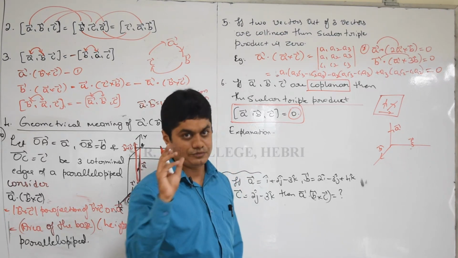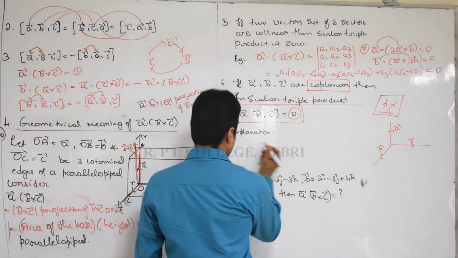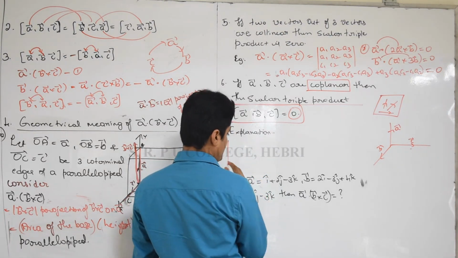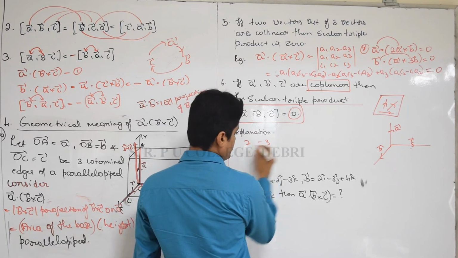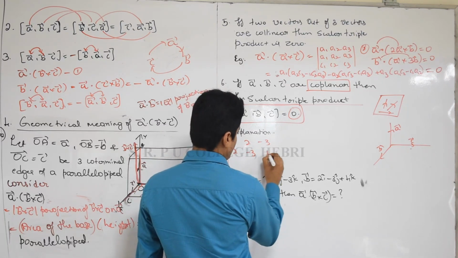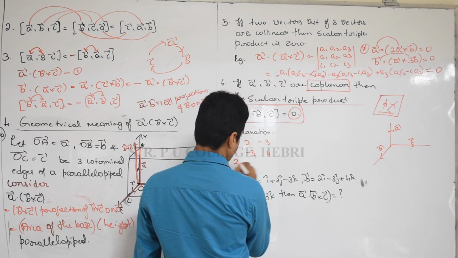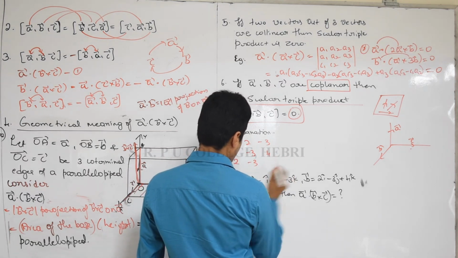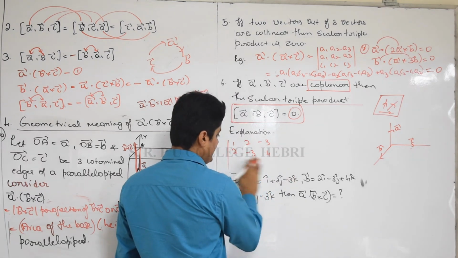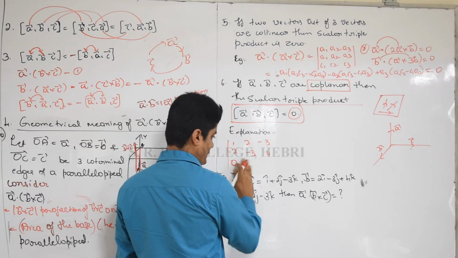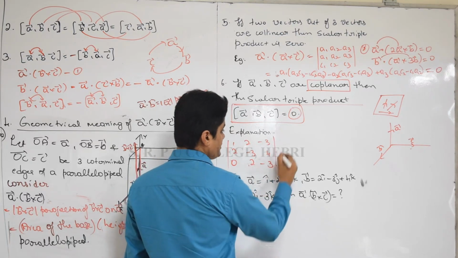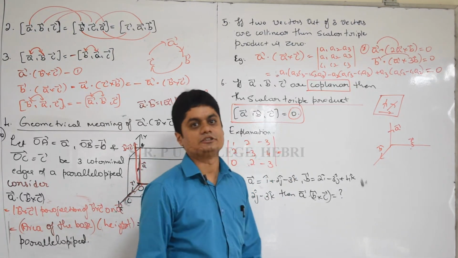One simple example for that first statement. I'll write the solution here, the space may not be enough. So 1, 2, minus 3, directly you are writing the determinant. Observe carefully here: the coefficient is missing, that is 0, 2, minus 3, and then expand directly.